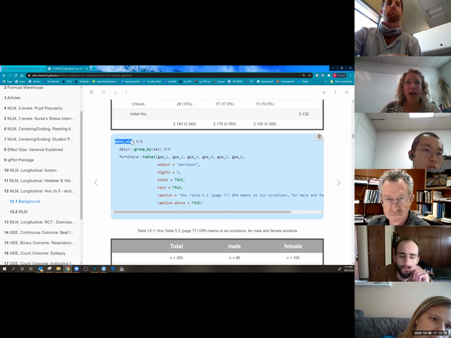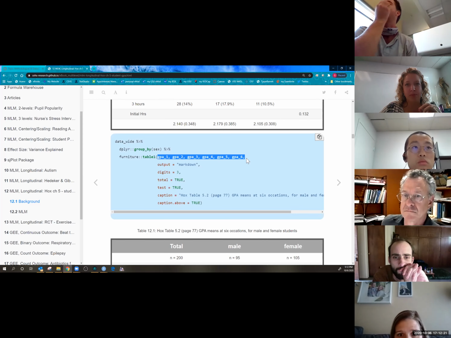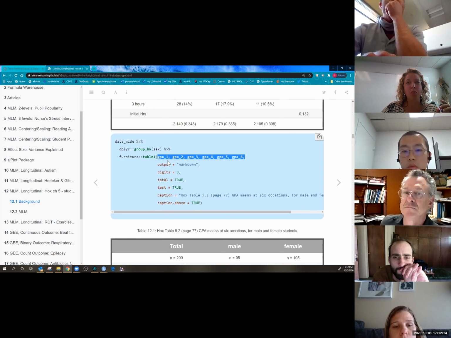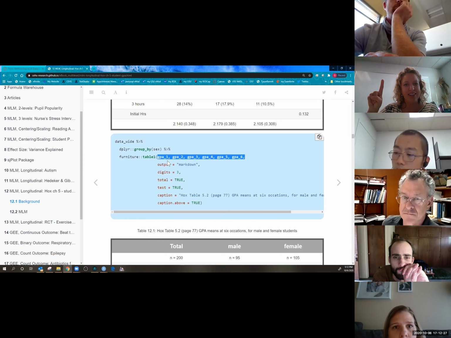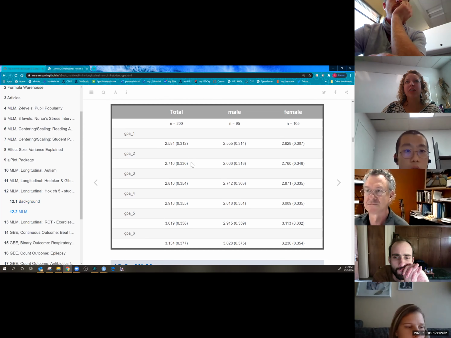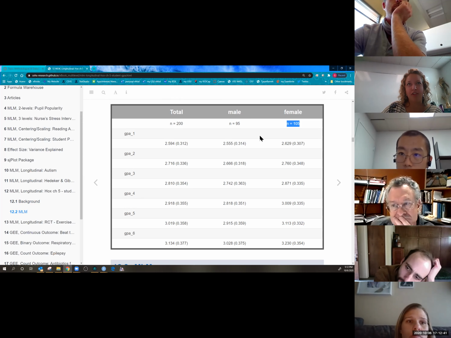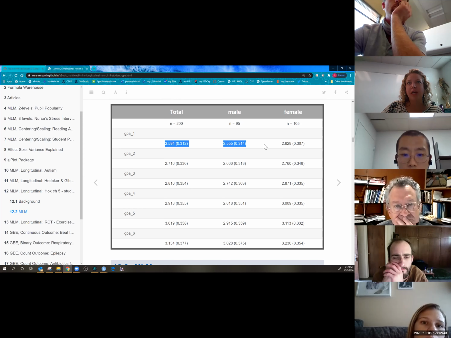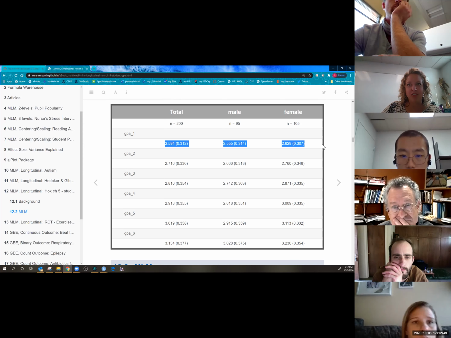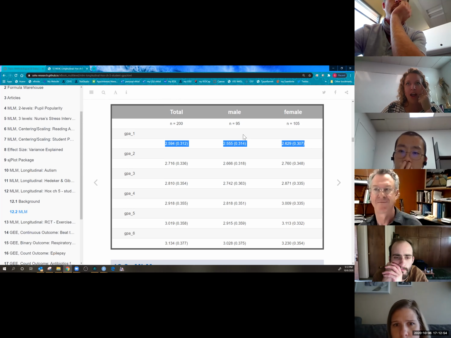If you have it in the wide format, to look at the change in GPA, you have to list all the GPA variables, which in wide format is GPA underscore 1, GPA underscore 2, 3, 4, on and on. And now we can look at this. We have 200 students, just less than half are male and just more than half are female. Look at the original GPA, the first semester GPA. Men and women, are they different? Eyeball it. Maybe not.